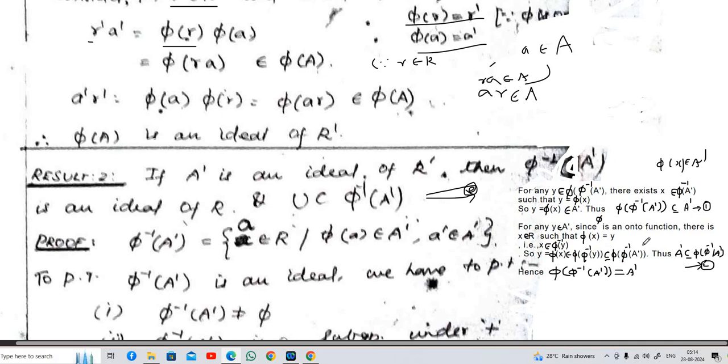Then for the other inclusion, you consider y in A prime. Now since phi is onto, there is one x in R such that phi of x is equal to y.